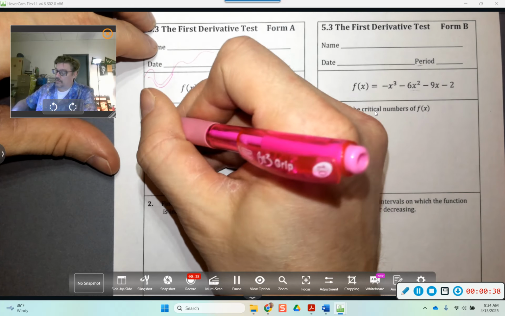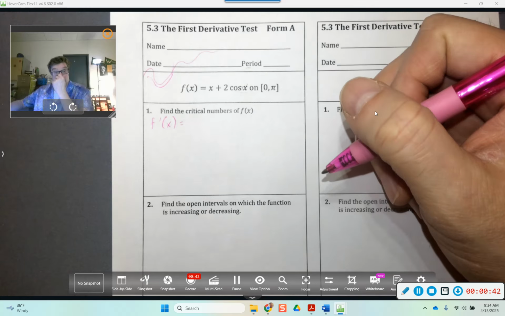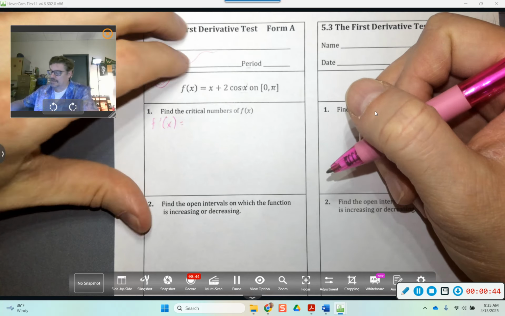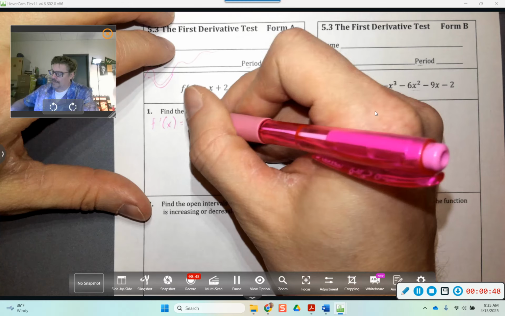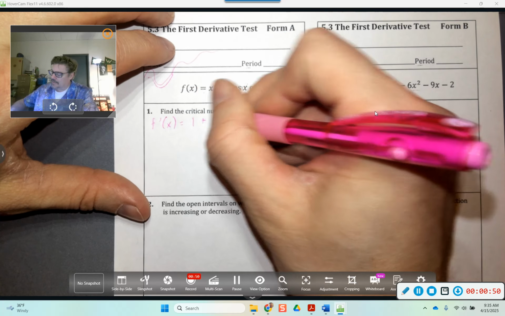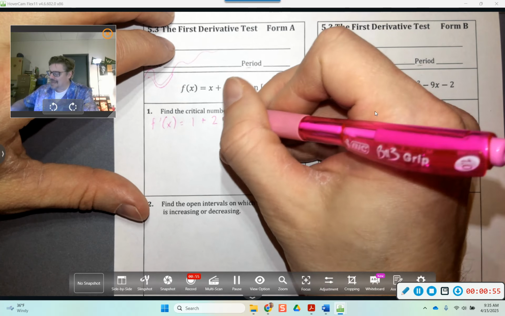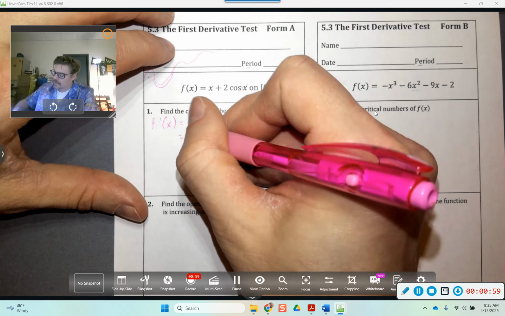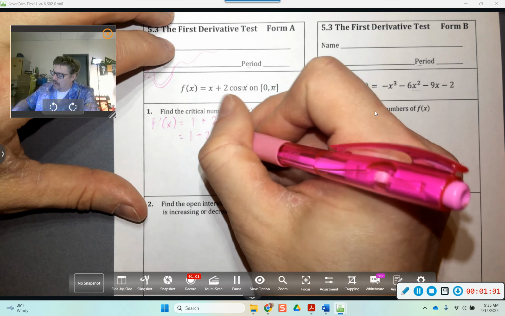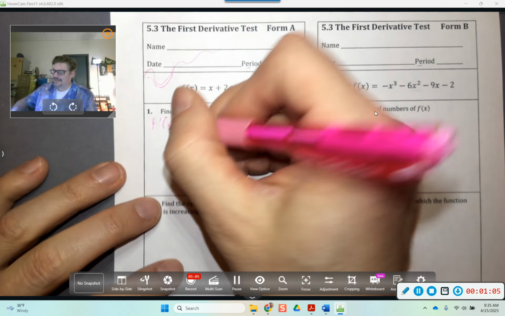So remember, the critical numbers all revolve around getting that derivative to equal 0. That's where all the action takes place. So let's go ahead and take the derivative here. The derivative of x is 1, and then this guy's going to be 2 times the derivative of cosine, which is negative sine x. So this guy looks like 1 minus 2 sine x. And we're going to set this equal to 0.